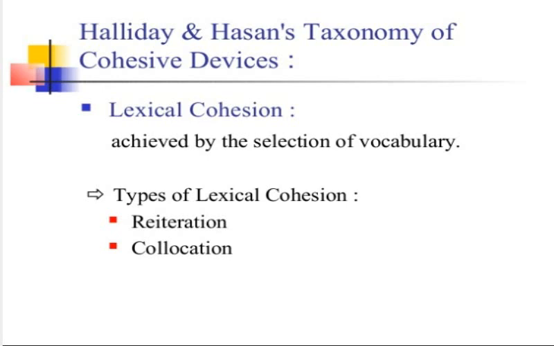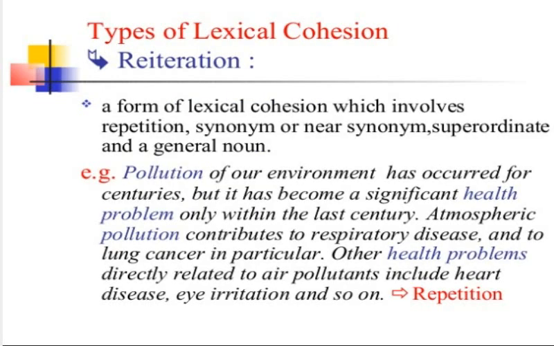Lexical cohesion is achieved by the selection of vocabulary. Types of lexical cohesion: reiteration and collocation. Reiteration is a form of lexical cohesion which involves repetition, synonym or near synonym, superordinate, and a general noun. Example: pollution of our environment has occurred for centuries, but it has become a significant health problem only within the last century. Atmospheric pollution contributes to respiratory disease and to lung cancer in particular. Other health problems directly related to air pollutants include heart disease, eye irritation, and so on. It is repetition.